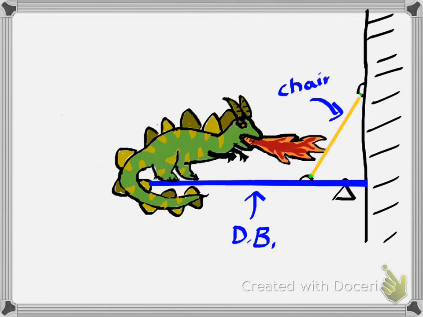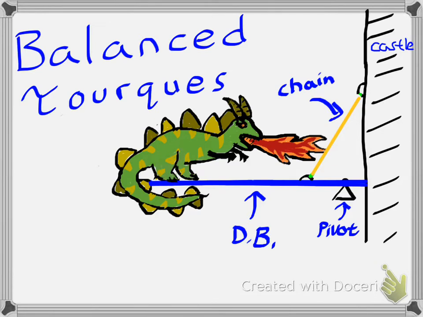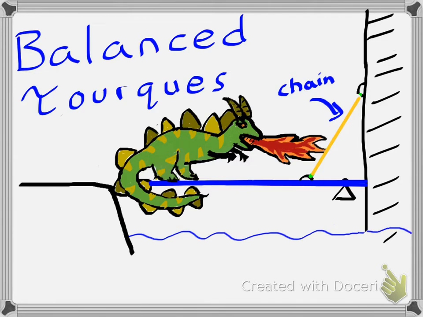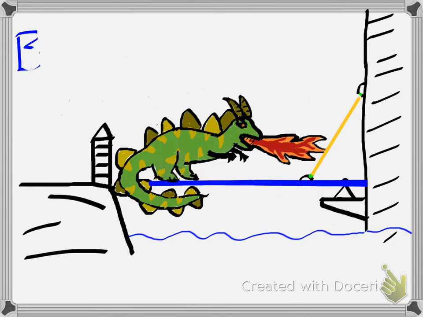There's the drawbridge, there's the chain, and there's the pivot where the bridge would be swung about on an axis. This is a story of balanced torques. By canceling our torques, we will learn how to check if the chain will break. Is the dragon at that distance from the pivot too heavy for the chain to hold? And thus, will the castle be safe?